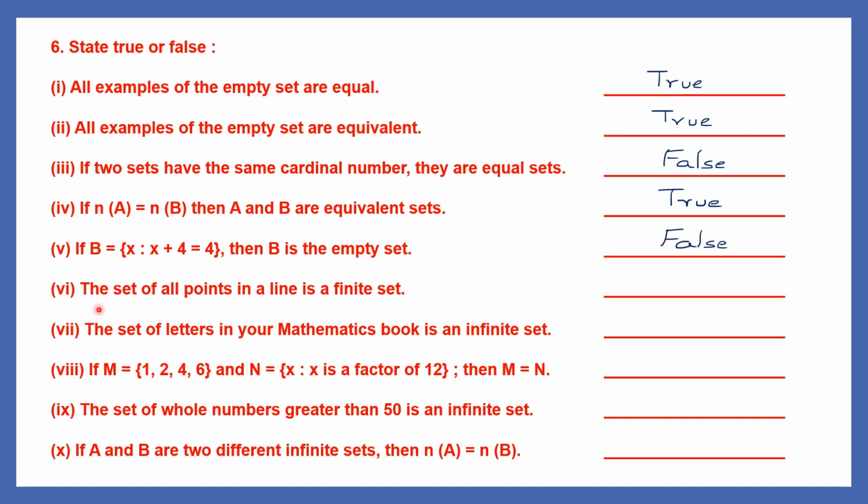Question 6. The set of all points in a line is a finite set. Now, if you have a line, there are many points in this line. If the line is made up of many points, can you count the number of points? You cannot. So here it says it is a finite set. That means you can count, which is wrong. It is an infinite set. You cannot count. So this statement is false.